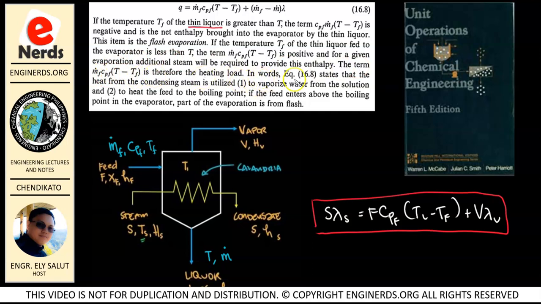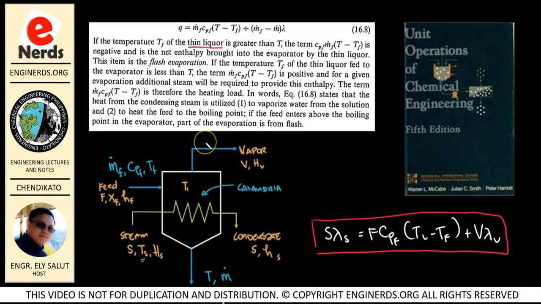So in words, equation 16.8 states that the heat from the condensing steam is utilized to vaporize water from the solution and to heat the feed to the boiling point. If the feed enters above the boiling point in the evaporator, part of the evaporation is from flash. Alright, so we are going to use this equation, lalo na kapag nagsosolve tayo ng problem galing dito sa McCabe-Smith.